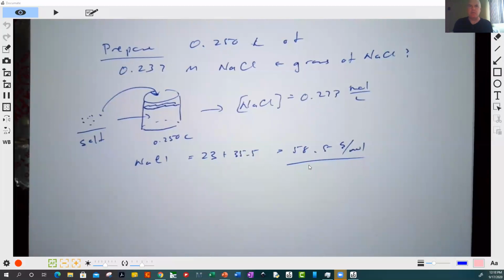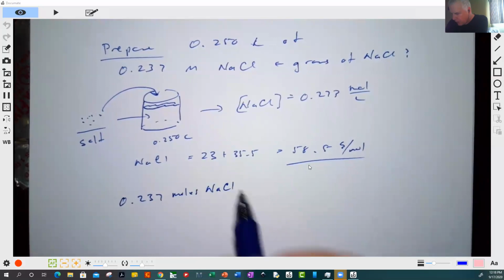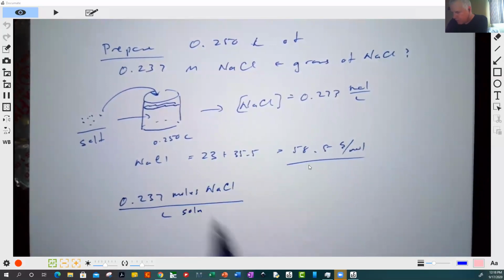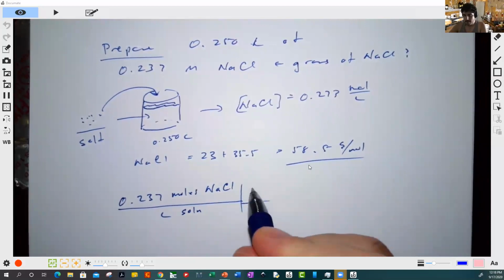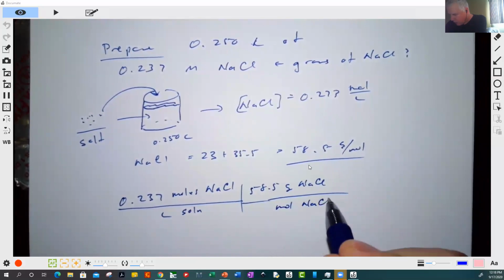Okay, so let me ask you this. Shut me up, or do your thing for a sec, then I've got questions for you. Sure. So I would take the molarity of the sodium chloride and multiply it by the molar mass of the sodium chloride. Take the molarity, which is 0.237 moles NaCl per liter of solution, and multiply that by 58.5 grams NaCl per mole NaCl.